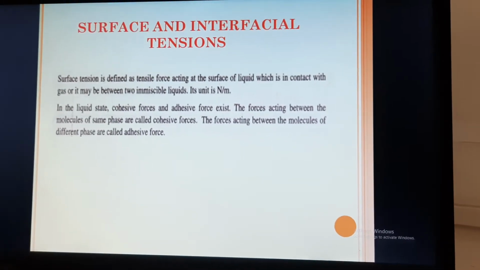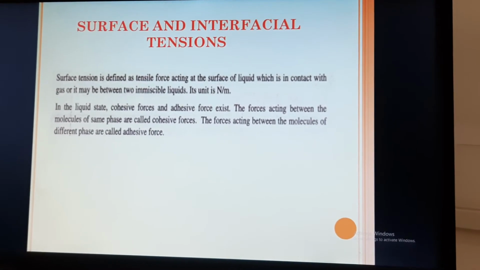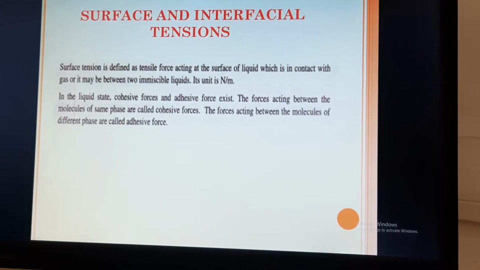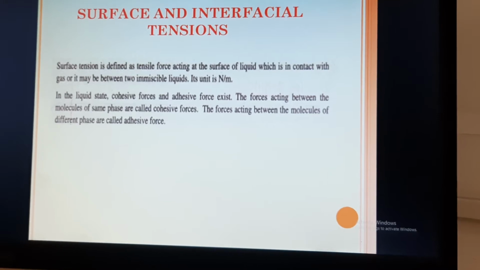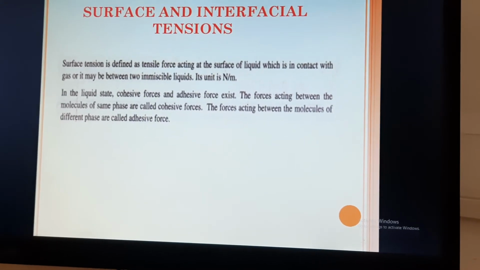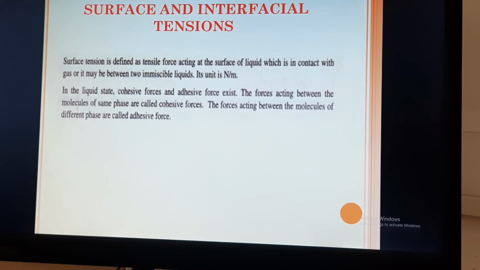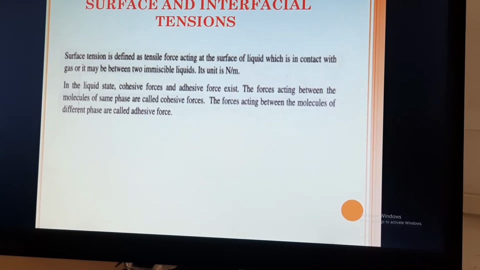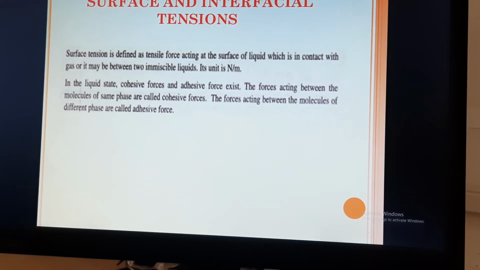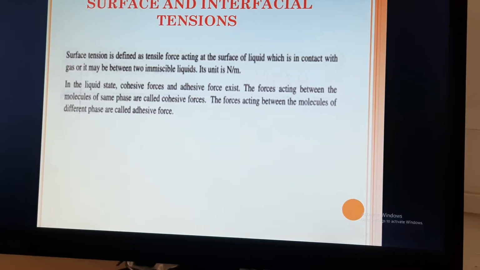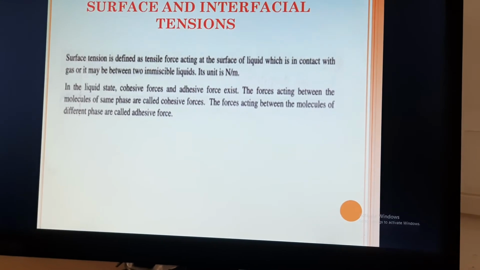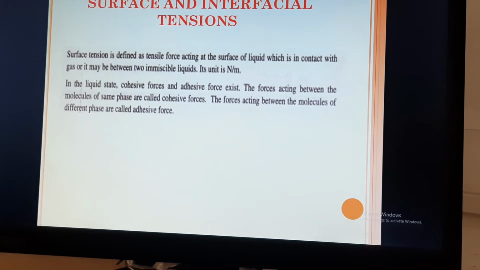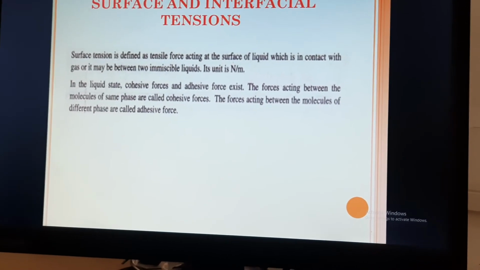Next is surface tension. Surface tension is defined as tensile force acting at the surface of liquid which is in contact with gas, or it may be between two immiscible liquids. Its unit is N/m. It means surface tension is a tensile force which acts on the surface of the liquid which is in contact with the gas, or between two immiscible liquids.